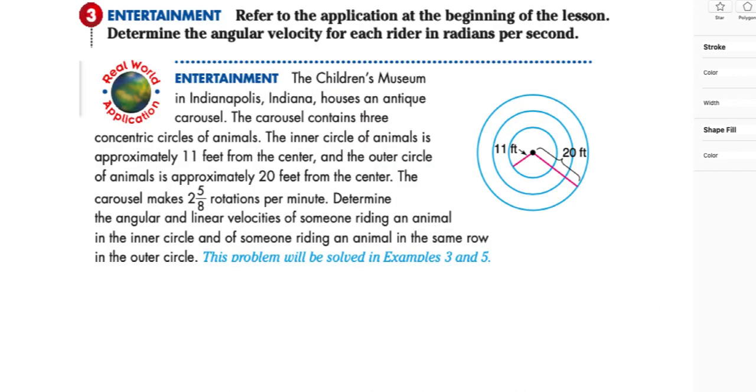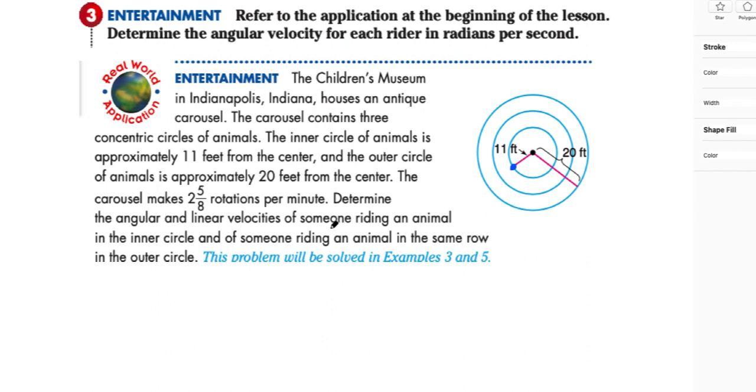So here in example 3, we're looking at some information that we saw at the beginning of the chapter. Here we have a diagram of a carousel ride at the Children's Museum in Indianapolis, Indiana. From the center of the carousel to the first inner circle of animals, horses, whatever they have that you can ride on, the distance is 11 feet, and the distance from the center to the most outer edge is 20 feet.